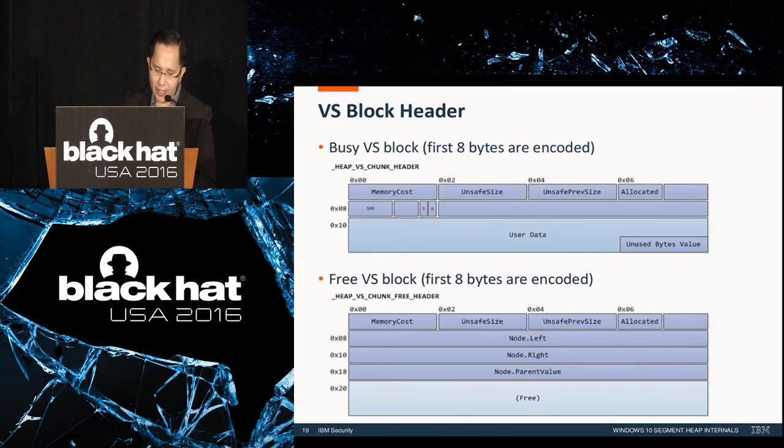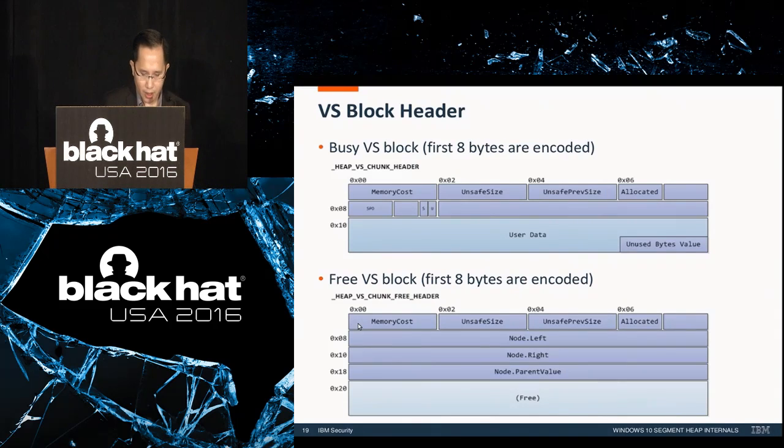So of all the different components of the segment heap, only the VS blocks have a header at the beginning of each block. Busy blocks have a 16-byte header here. And the first 8 bytes are encoded. I'll discuss the encoding in the security mechanisms part of the talk. So the first 8 bytes of this busy block header are also found in the header of a free VS block.